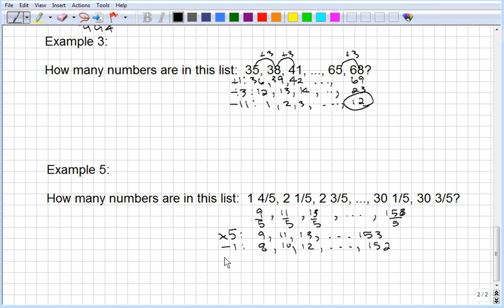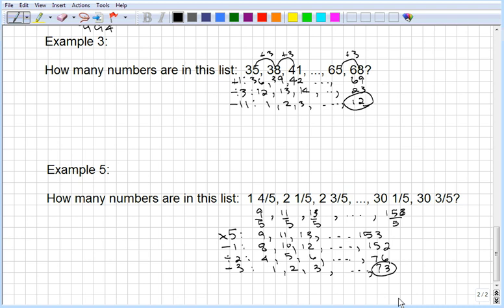Now we can divide all those by 2, and we get 4, 5, 6, all the way up to, what would that be, 76, right? And then we can shift it now, because the difference between the numbers is 1. So now if we subtract 3, we'll get 1, 2, 3, all the way up to 73. All right, and the answer is 73.